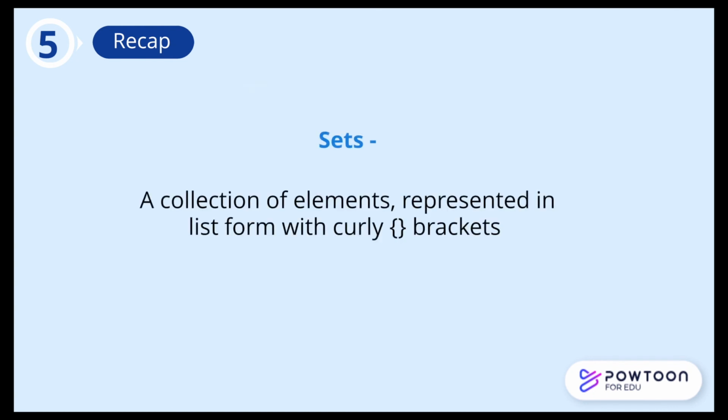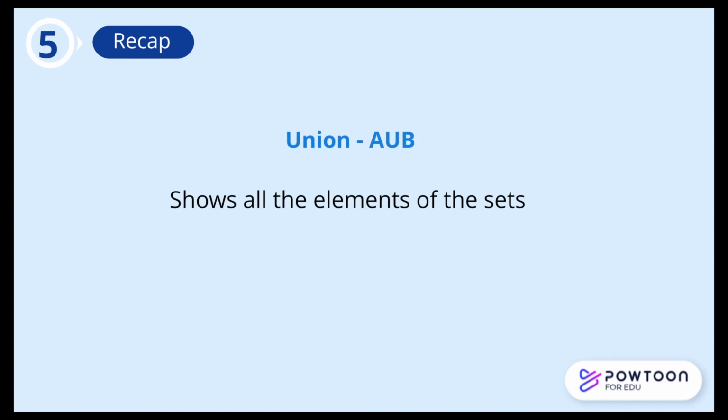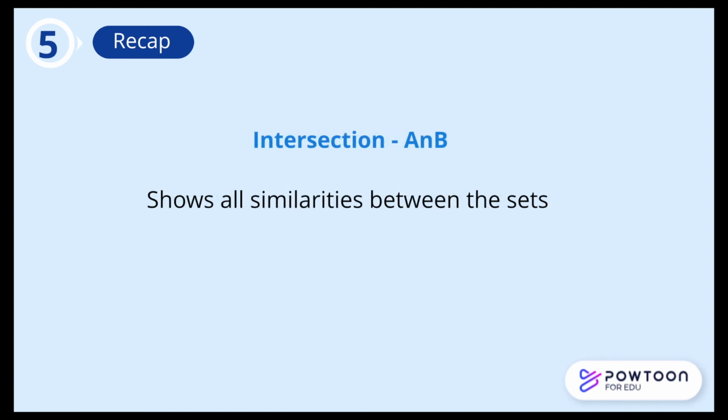Firstly, sets are a collection of elements that are represented in list form with curly brackets. Cardinality is all the possible products for the sets. The union operator shows all the sets, and the intersection operator shows the similarity between the sets. To conclude, in this video we have learned about sets, Venn diagrams, and Cartesian products.